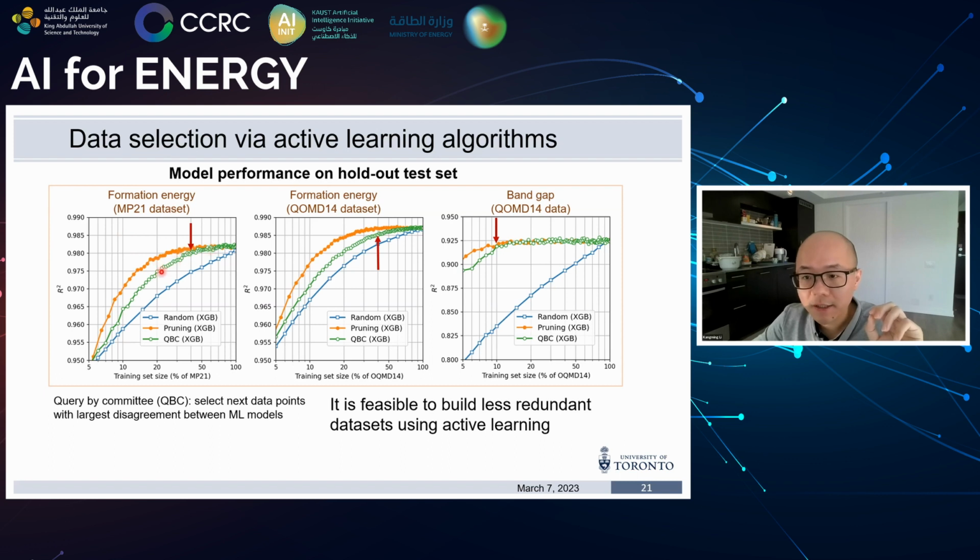The green line here shows the results of the best active learning algorithm we have tested, namely the query by committee, which quantifies the prediction uncertainty as a disagreement between different machine learning models. So we can see that this algorithm actually allows us to use about 40% of the formation energy data, or even 10% of the band gap data, to obtain a model performance similar to the one using the full training set.